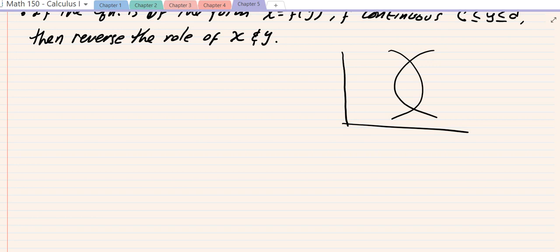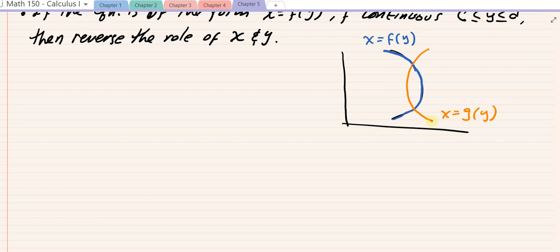Let's call this one x equals g of y, and the one that opens to the left, call that one x equals f of y. So that's going to be this curve, and the red curve, of course. Okay, so we have those.